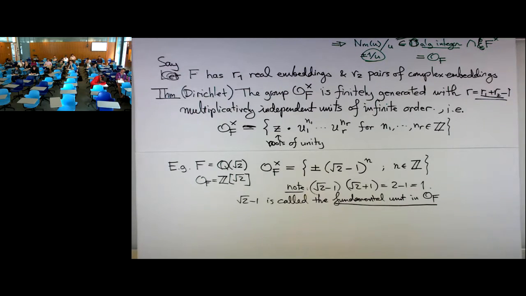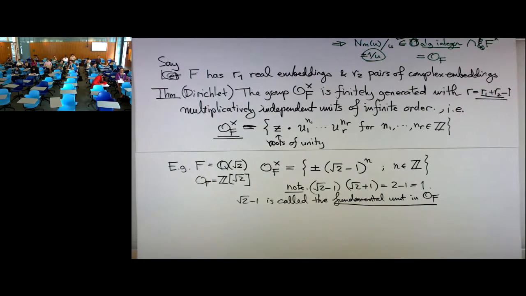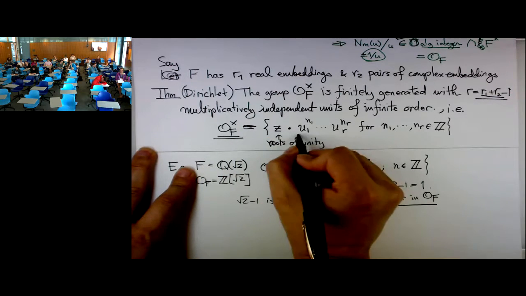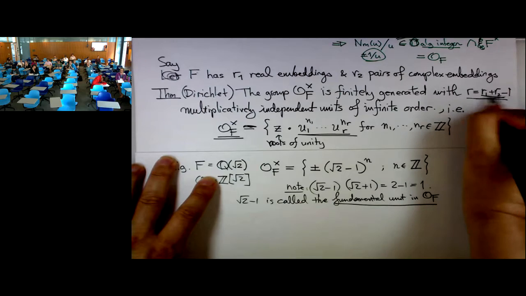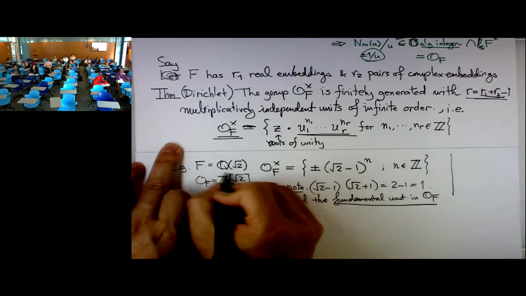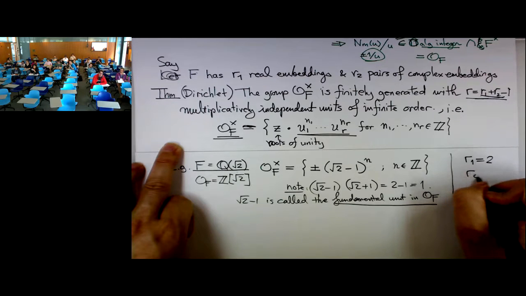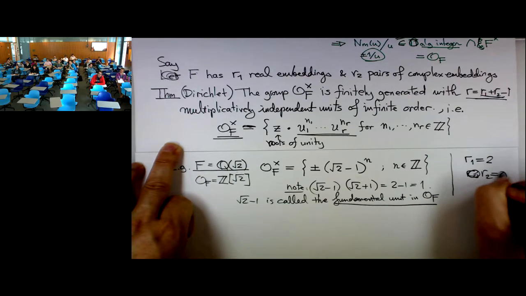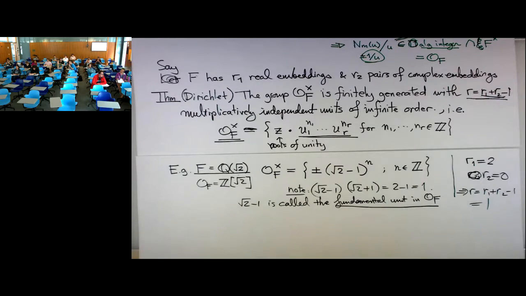And the general situation is that this group of units is equal to some roots of unity, and then the rest is going to be a product of some particular fundamental units. And those fundamental units, there are precisely R of them, where R is equal to R1 plus R2 minus 1. So in my case, I have a real quadratic field. So there are two real embeddings. There are no complex embeddings. So therefore, R equals R1 plus R2 minus 1, which is 1. So you have one generator in this case.